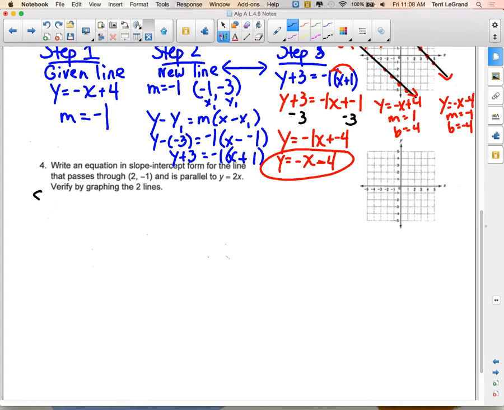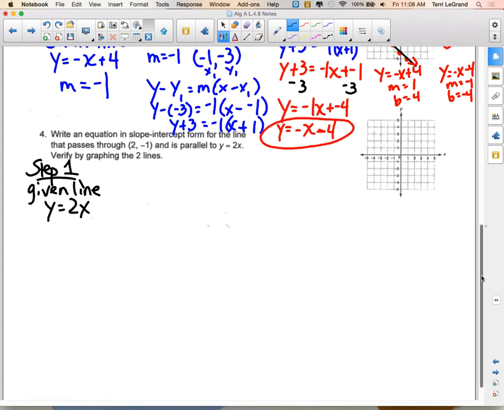Okay, step 1. This is our given line. It's y equals 2x. What's the important thing we want from this step? We don't really need to worry about b in this step. We need the slope. What is the slope? 2.